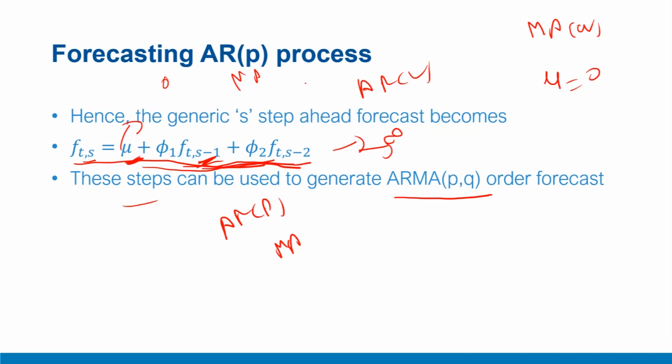To summarize this video, we have understood how to forecast for an AR process. We noted that unlike MA process, where the forecast was restricted to the order of the process, the forecast for AR process has infinite memory, so it can be made over infinitely long horizons. But in conclusion, if you want to forecast for an ARMA(p,q) model, you can separately forecast for AR and MA processes and then add them together to get the complete ARMA(p,q) order forecast.